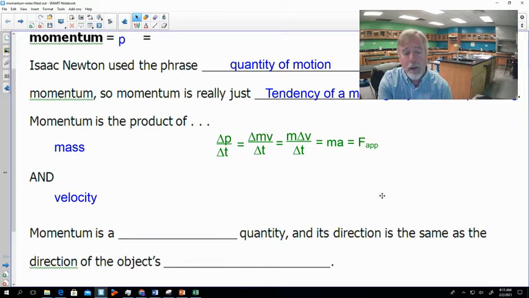Now, another thing about momentum, we learned earlier this year about vectors, right? Momentum, again, is a vector quantity. So what do I mean by that? It's got a magnitude and a direction, and the direction of momentum is the direction of the object's velocity. We saw that momentum is the product of mass times velocity. Mass doesn't have a direction, but velocity we know does. So if momentum is mass times velocity, it's going to get its direction from the velocity.